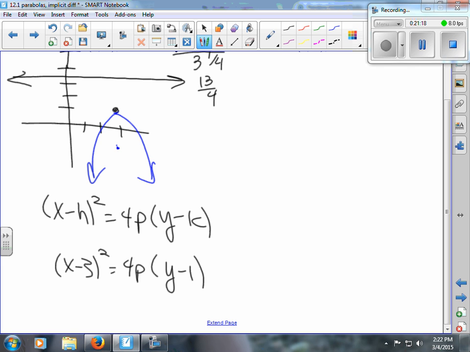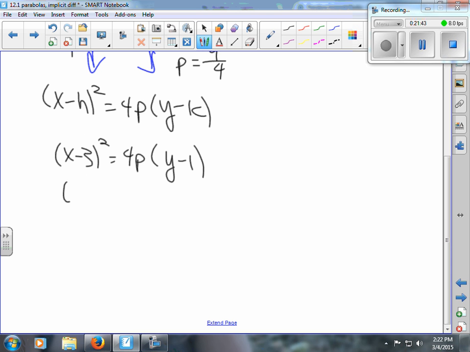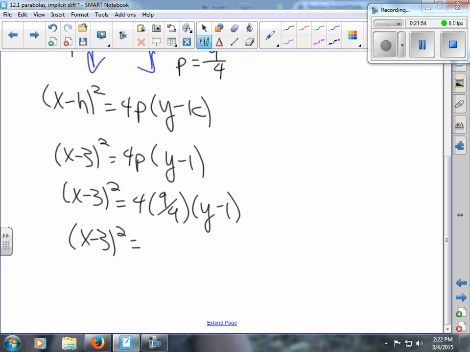All right, so what is this distance? Because that's going to tell me what p is. So this distance here is p. This is the point where y is 1, and this is the place where y is 3 1/4 or 13/4. And so to find that distance, I just need to subtract 1 from 13/4. That gives me 9/4. And so p is 9/4. So all I need to do now is plug in 9/4 for p. And that's going to simplify nicely. So my equation in standard form is x minus 3 squared equals 9 times y minus 1.